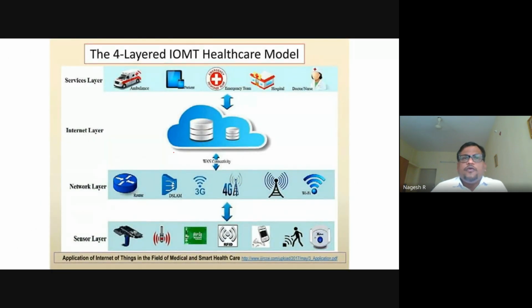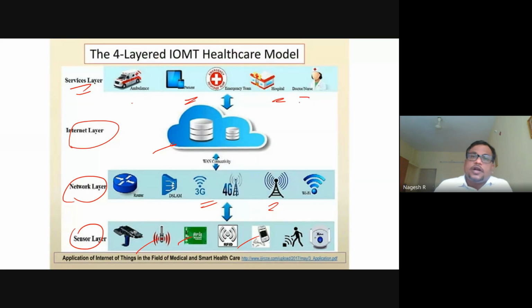This is the 4-layer IoMT, Internet of Medical Things, architecture model. As I mentioned, the sensor level has various sensors, which I will be elaborating on later. The network layer has various connecting technologies like 3G, 4G, Bluetooth, and wireless. Then there are the internet and the cloud, and the services provided, like patient services, hospital and doctor services, emergency response, and such.